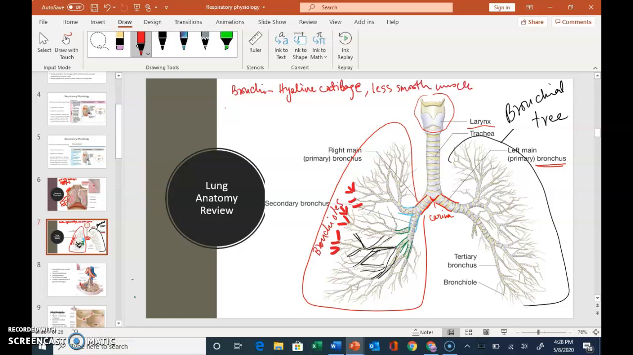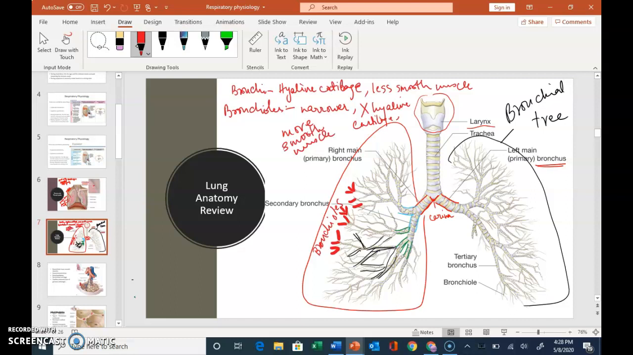If you look at the bronchioles, how are they different? Remember, first of all, they are narrow. They are narrower as compared to the bronchi. They do not have hyaline cartilage, so no hyaline cartilage. And they have more smooth muscle. They have more smooth muscle.